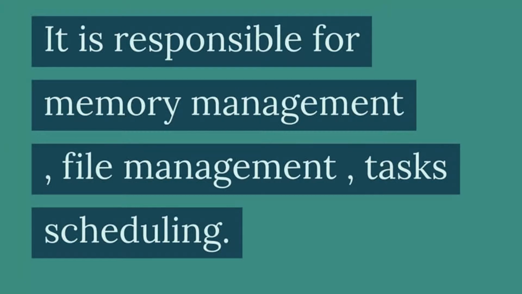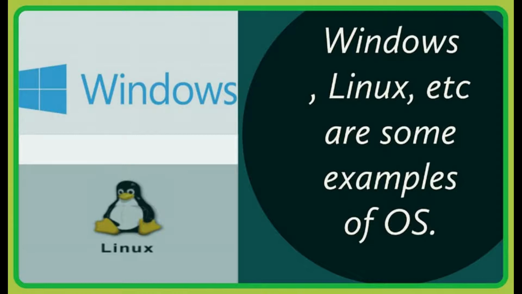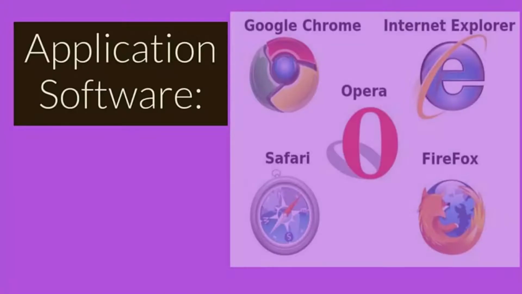An operating system is the main system software. It controls all parts of the computer system. The major functions of the OS are to handle all input devices and output devices, and coordinate and manage the use of other resources like memory, disk, CPU, etc. Windows, Linux, etc. are some examples of operating systems.